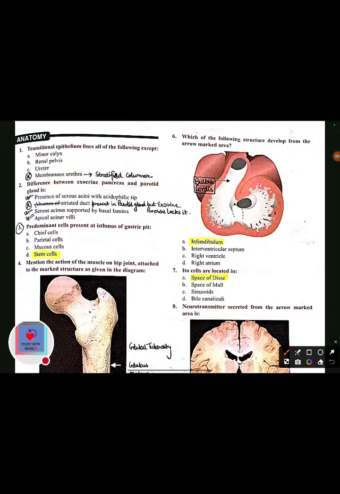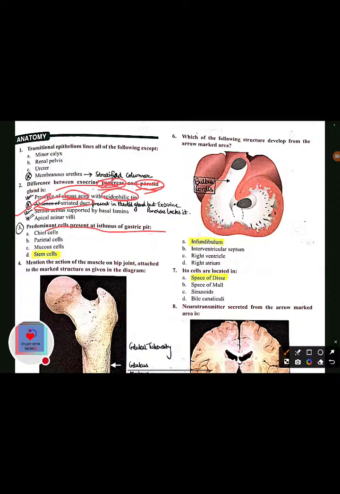Okay, coming next, difference between exocrine pancreas and parotid gland. So exocrine pancreas and parotid gland, these are all having ducts. Both of them have serous acini and acidophilic tips. Absence of striated duct: striated duct is present in the parotid, but striated ducts are absent in the pancreas. So this is the correct answer.